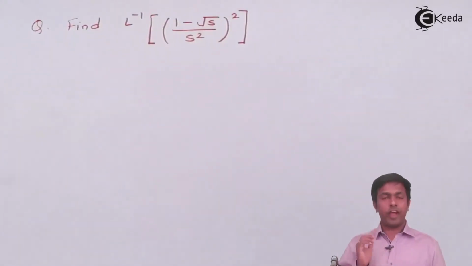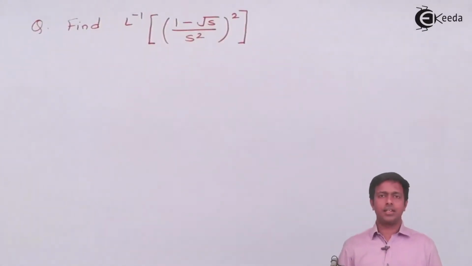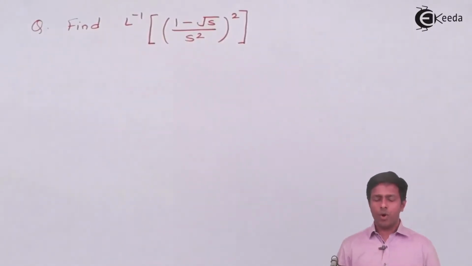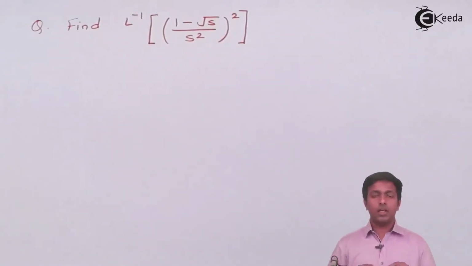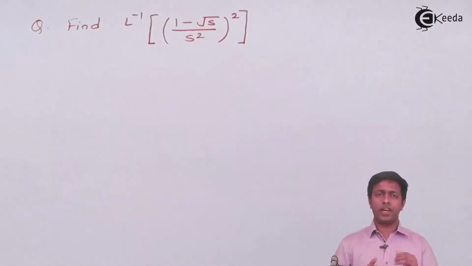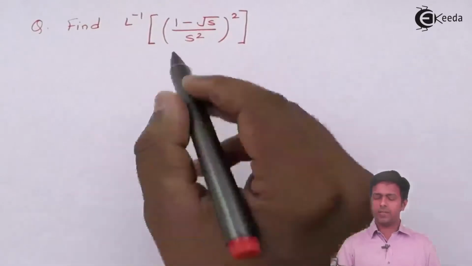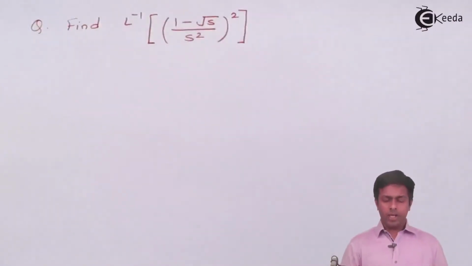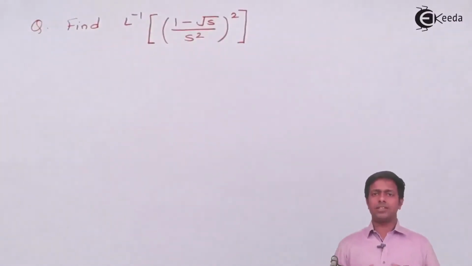Now here we have to find out L inverse, that is inverse Laplace transform of (1 minus square root of s) whole square upon s square whole square. Now guys, whenever we find inverse Laplace transform, we find it for the function of s. So here I can say that this is my function of s. Now if I want to get the answer of this, the answer will be a function of t.